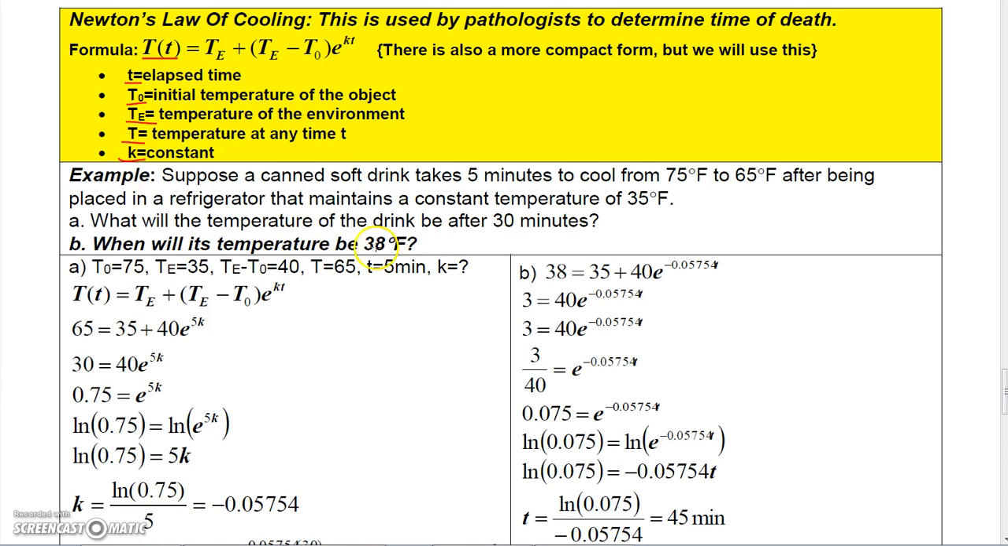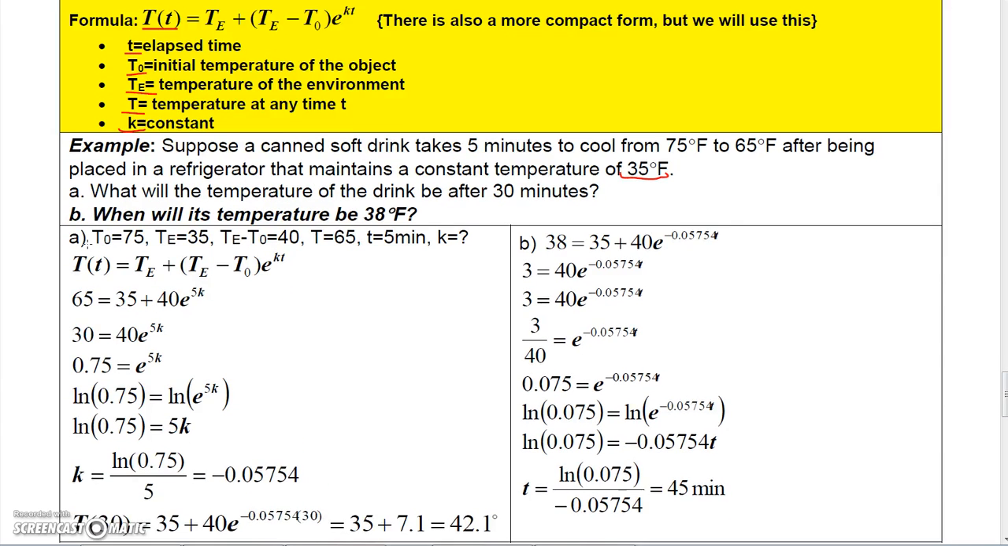So let's take a look at a simple example using this. Let's suppose a canned soft drink takes 5 minutes to cool from 75 to 65 degrees after being placed in a refrigerator, and the refrigerator maintains a constant temperature of 35 degrees Fahrenheit. What will the temperature of the drink be after 30 minutes? And then when will its temperature be 38 degrees? Well, let's see what we can do here.